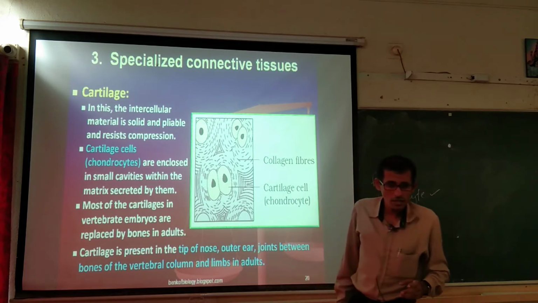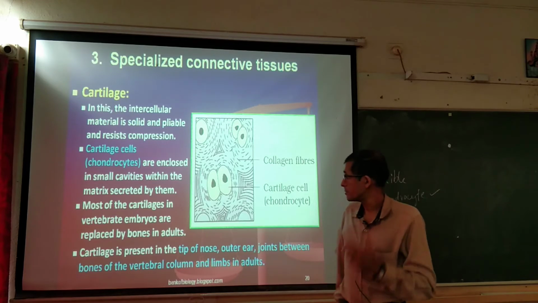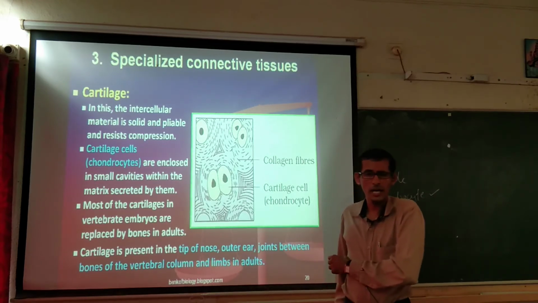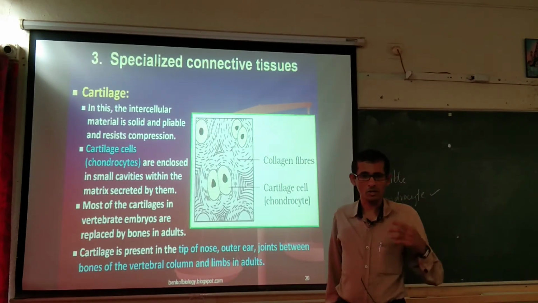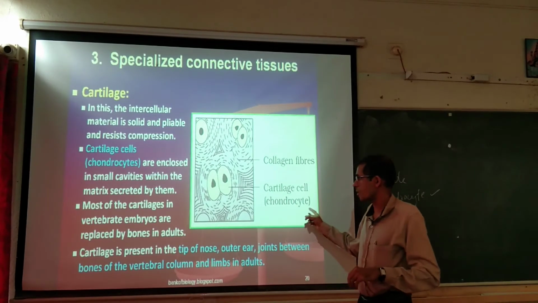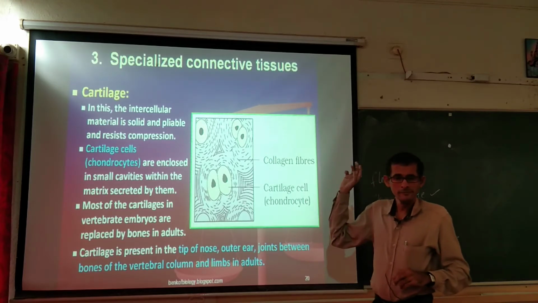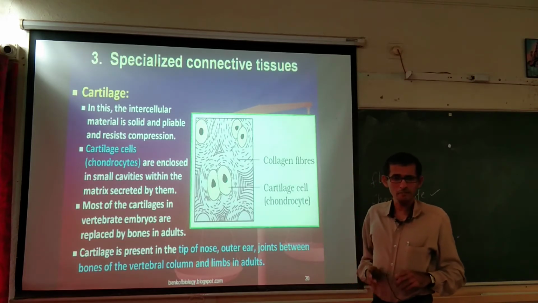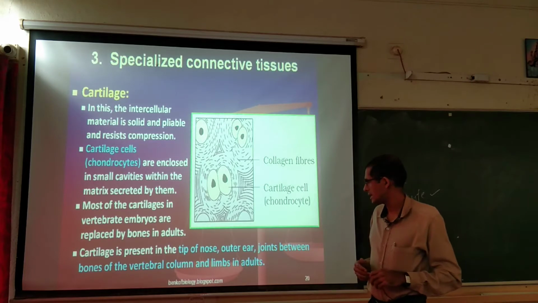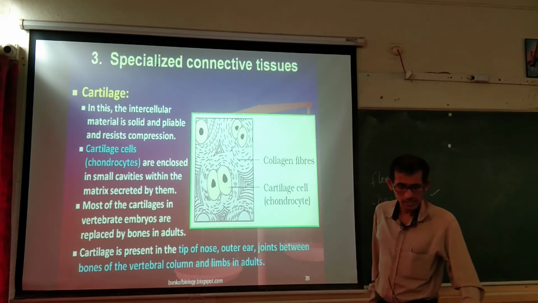So it is flexible, and it resists compression. An individual cell of cartilage is called a chondrocyte, which is present in a small cavity-like structure, a small cavity. Most of the cartilage in the embryo stage is replaced by bone in the adult, and this is the place where cartilage is present. So that is about cartilage.